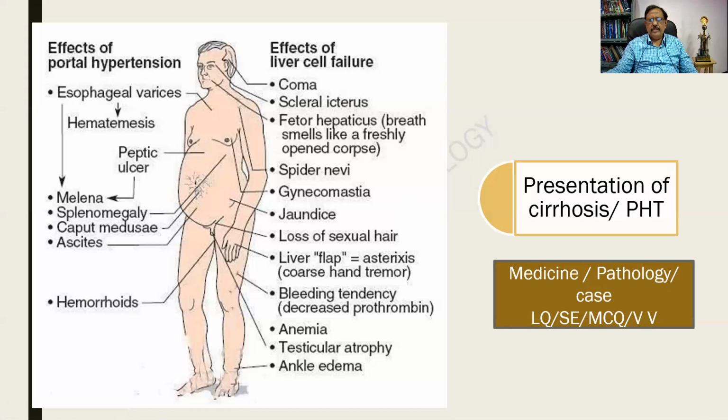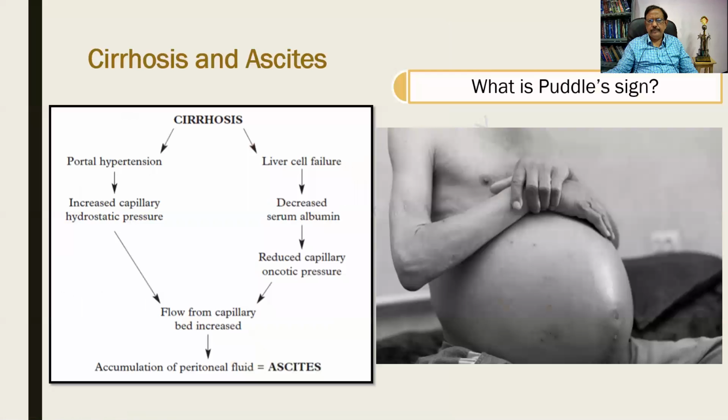Secondly, the cirrhosis I had included for the various classifications and the pathogenesis of cirrhosis. So cirrhosis can result in a liver failure and decreased albumin, decreased oncotic pressure, leading to an ascites. Also, cirrhosis can result in portal hypertension, increase in the capillary pressure, and flow from the capillary bed is increased, again resulting in an ascites. Pressure overload as well as a volume overload.